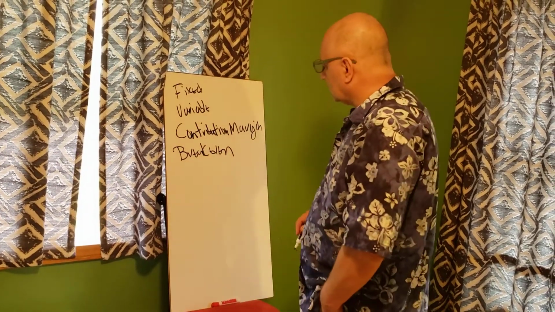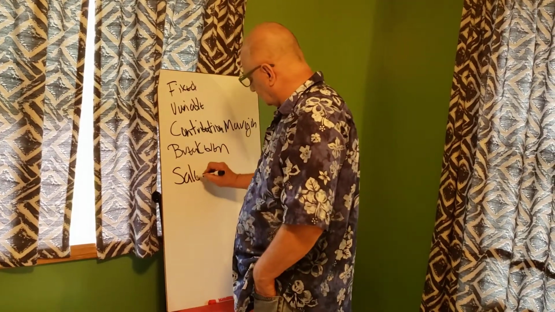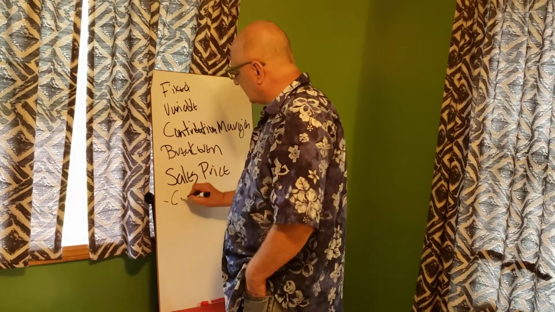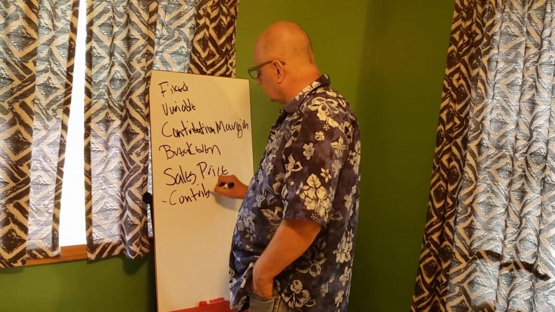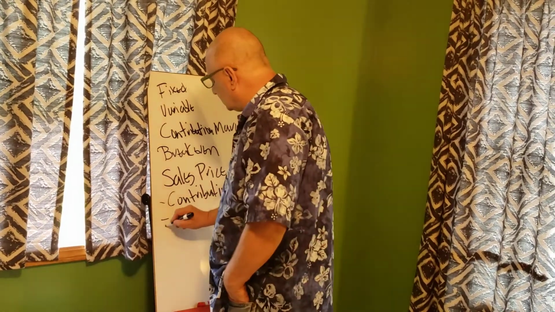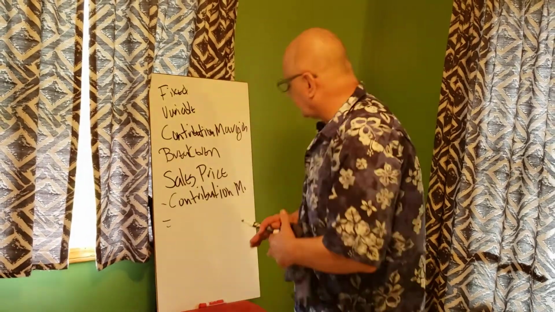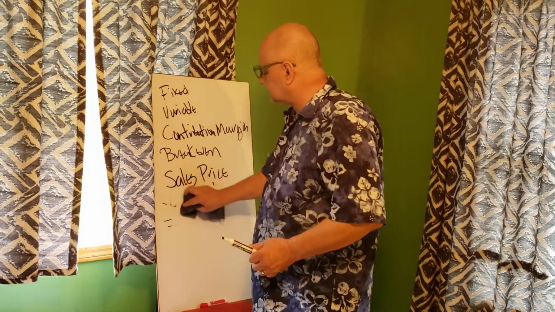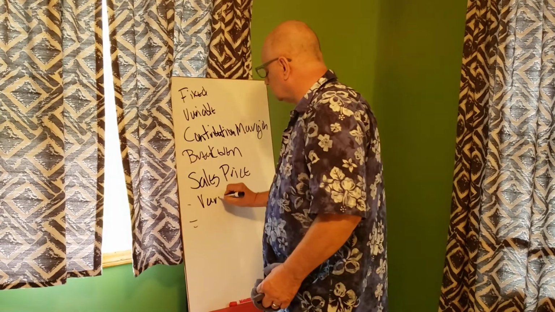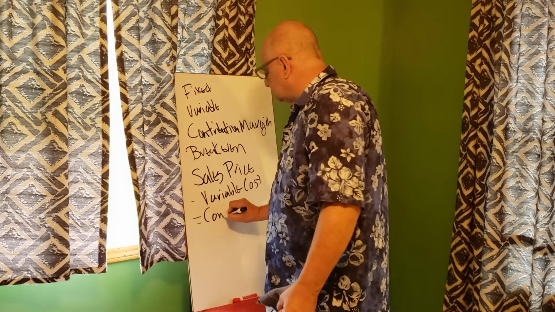Okay. So my sales price minus my contribution margin is equal to my sales price minus my variable cost is equal to my contribution margin.